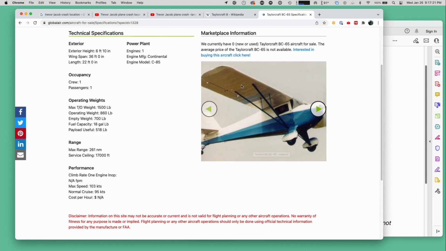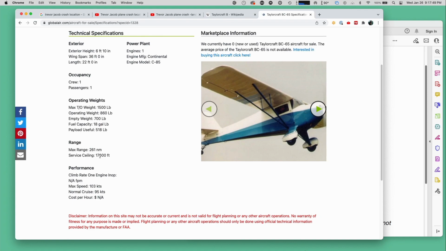Okay. So this is the Taylorcraft BC65. It's the aircraft that Trevor flew in his video, I Crashed My Airplane. And what I was looking for was the performance numbers, and this is the only place I could find them. I couldn't find a pilot's handbook or POH for the BC65. I could have bought one, but I didn't want to do that.